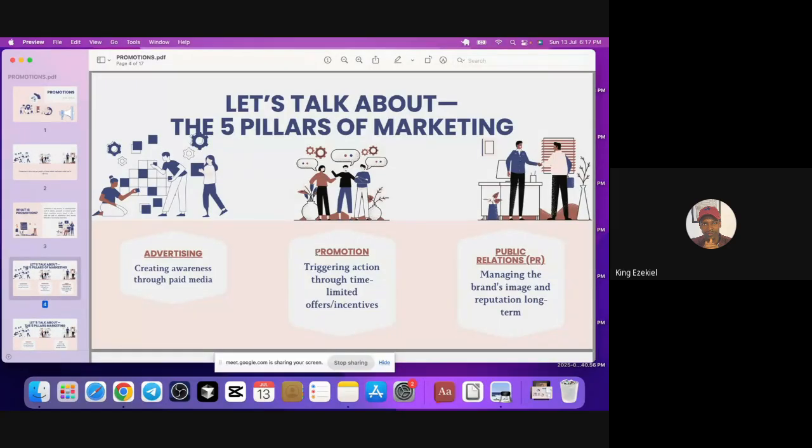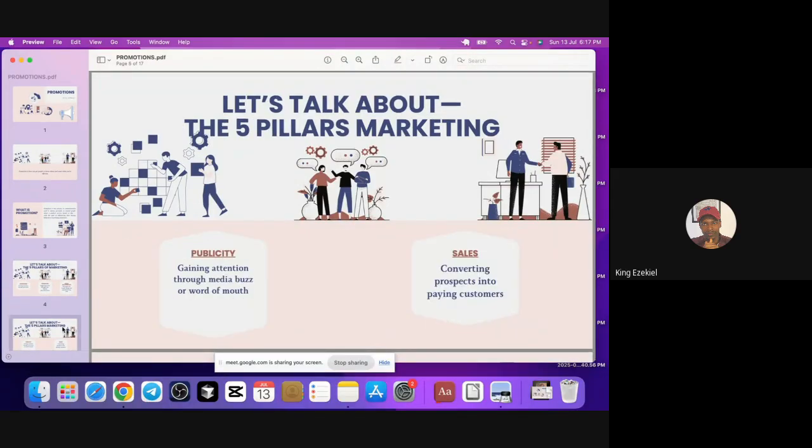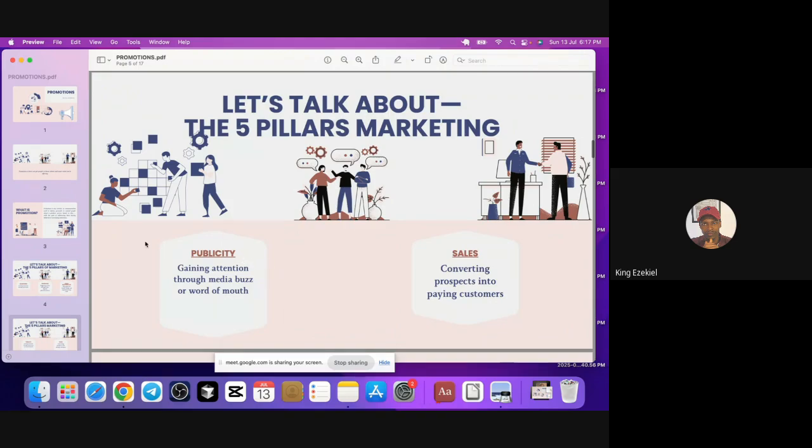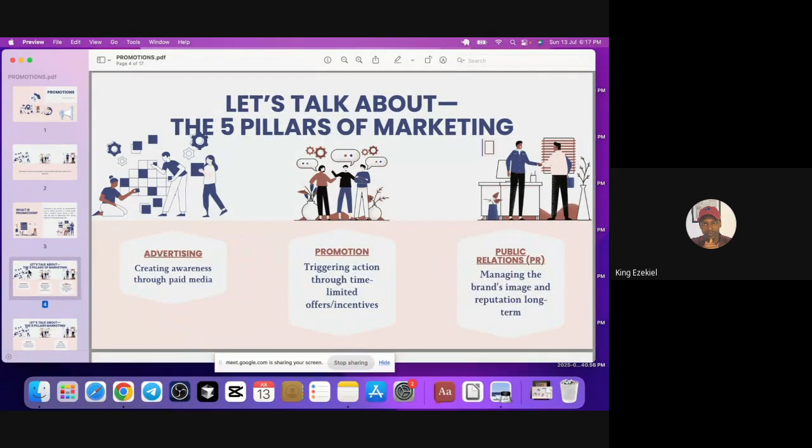Promotion is trying to get people to take an action, using different tactics, offers, incentives to get people to what? Take an action. Then sales is all about converting prospects into paying customers. So can you see the difference? Very, very clean and simple. Advertising, promotion, public relation, publicity, sales. Very, very clean and simple.